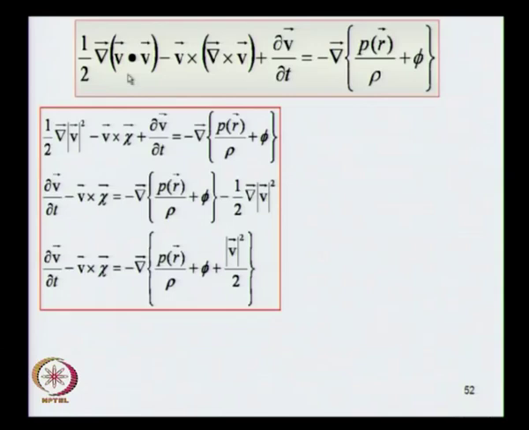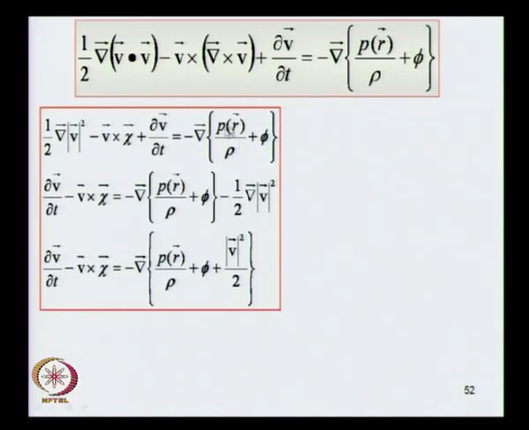And now let us simplify this, because you have got the half gradient of v dot v, which is nothing but the square of the modulus of the velocity, right. V dot v is just v square. Minus v cross the curl of the velocity, which is vorticity, for which I have used the symbol chi. Chi is the vorticity. Then I have got the partial derivative of the velocity with respect to time, and then on the right hand side I have got the negative gradient of these two terms which appear as a sum.